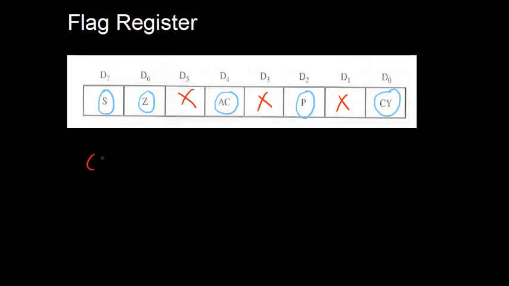What are the uses of these flags? These flags are used for checking conditions. For example, the carry flag is the first bit, D0. We have D0, D1, D2, D3, D4, D5, D6, and D7, so there are 8 bits, and the first is the carry, CY. The carry flag may be set or reset. Set means it is 1.